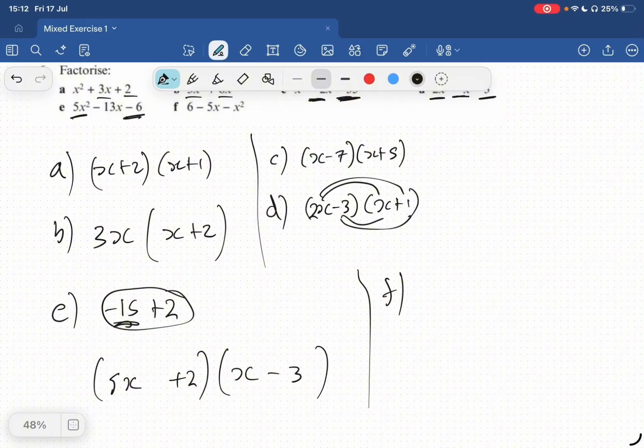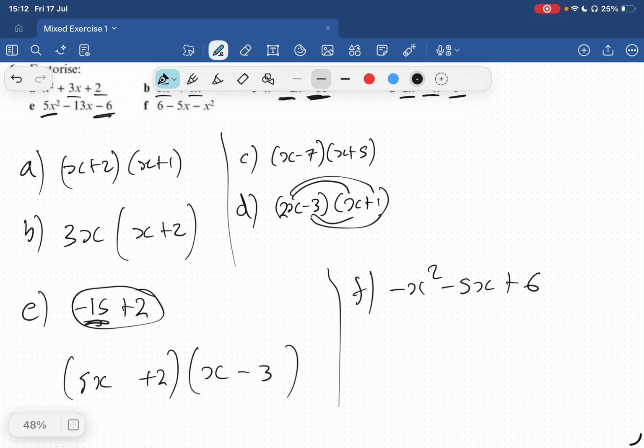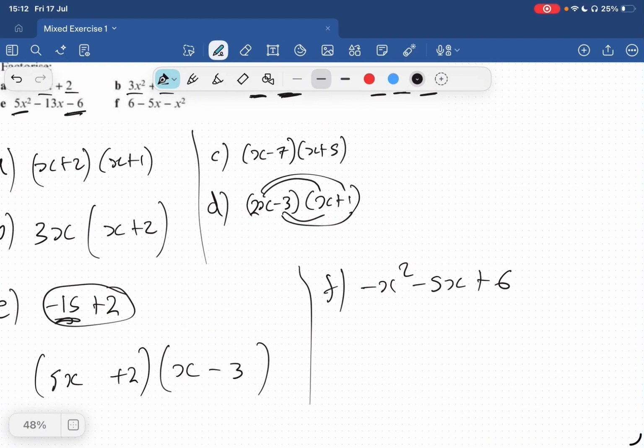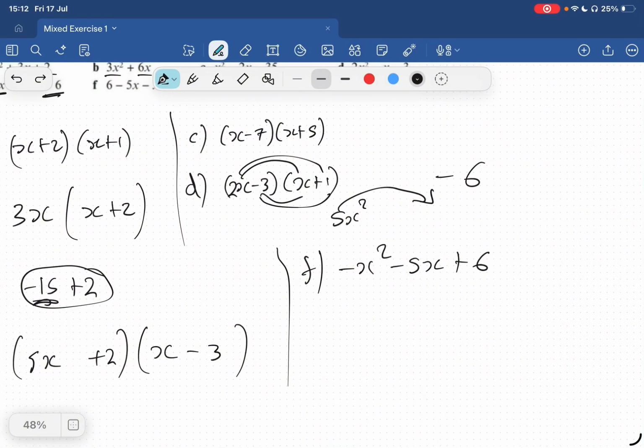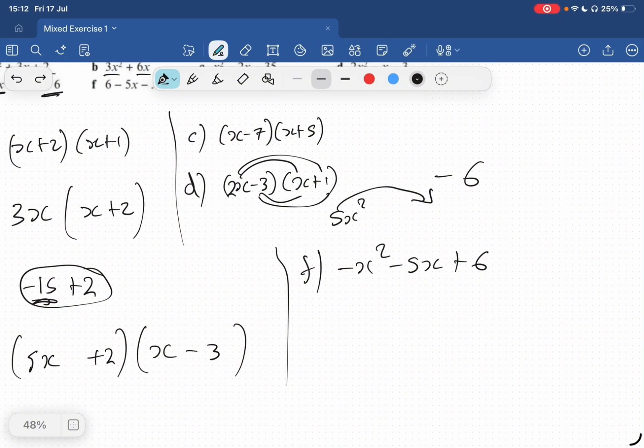All right, next we've got negative x squared minus 5x plus 6. I always like to rewrite it this way. Doing it backwards throws me off, but it's not needed. So we need two numbers that times together to make negative 6. Why negative 6? Well, when we have a 5x squared at the front, we do 5x times that number. When we've got a negative 1 at the front, we do negative 1 times that number. So two numbers that times together to equal negative 6 and add together to equal negative 5: we've got negative 6 and positive 1.